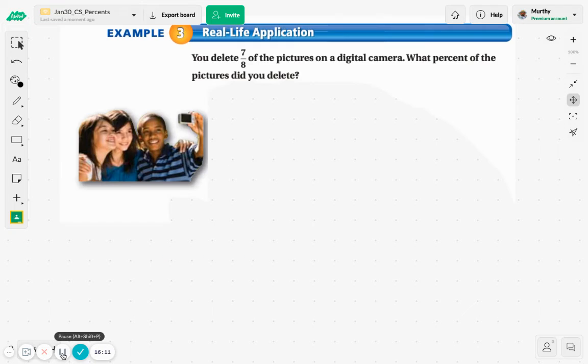Next, going to one of the real life applications. You delete 7/8 of the pictures on a digital camera. In our daily life, we come across these kinds of situations. Like, I know that there are too many emails in my inbox. Likewise, in my phone also, I have taken a lot of selfies and shot some pictures, blah blah blah.